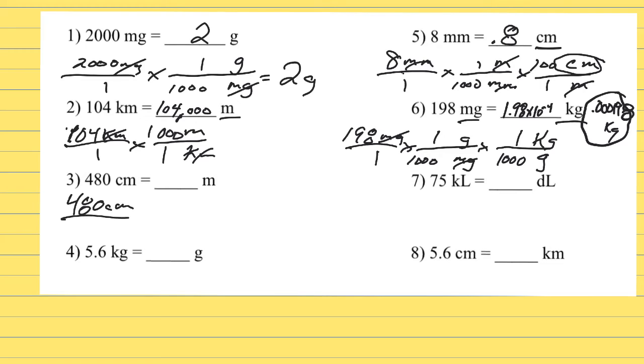480 centimeters over 1. There are 100 centimeters in 1 meter. Centimeters goes away, divide by 100, 4.80 meters.